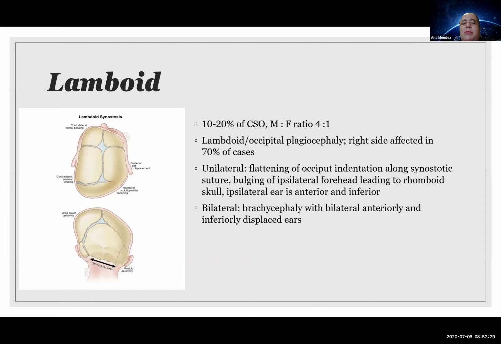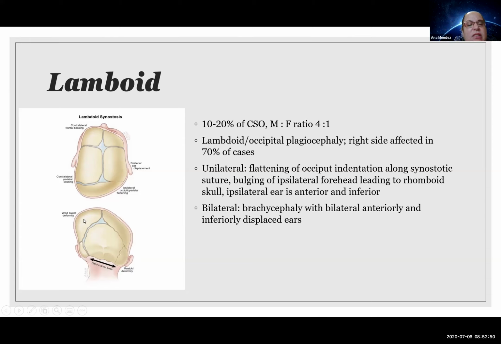If it's a lambdoid occipital plagiocephaly, the right side is affected in 70% of the cases. Unilateral flattening of the occipital region along the synostotic suture, bulging of the ipsilateral forehead leading to a rhomboid skull. The ipsilateral ear is anterior and inferiorly displaced. If it's bilateral, you can have brachycephaly with bilateral anteriorly and inferiorly displaced ears.